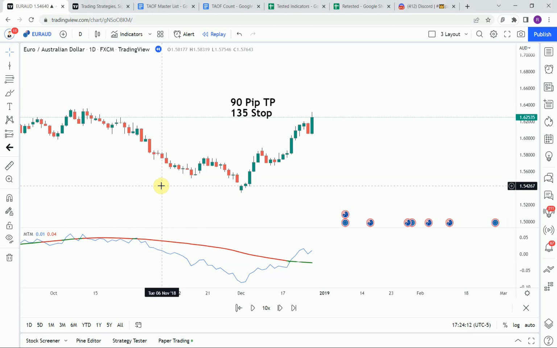Today we will be testing the MTM momentum indicator.